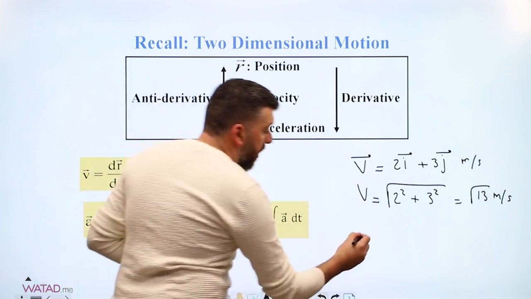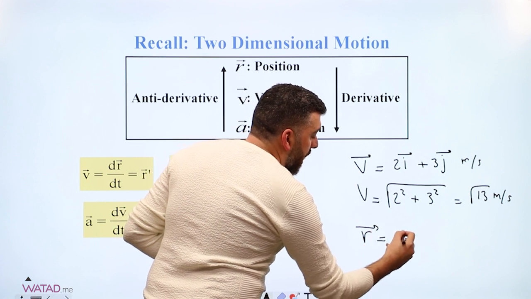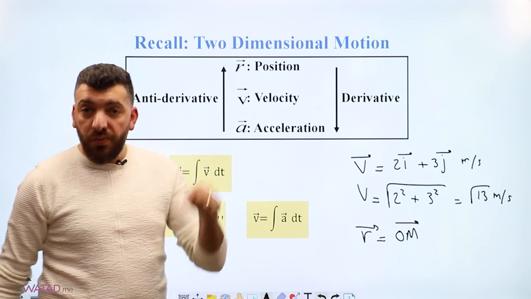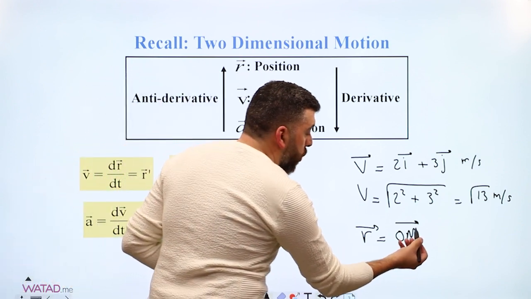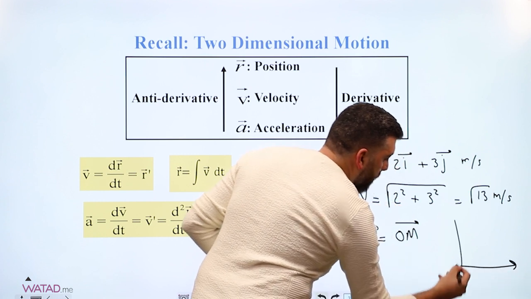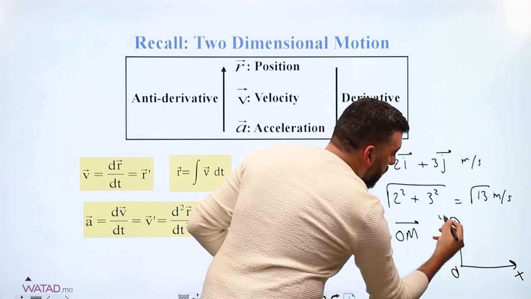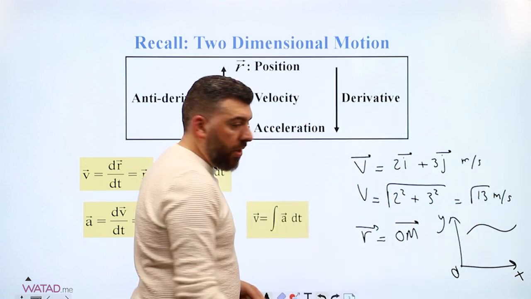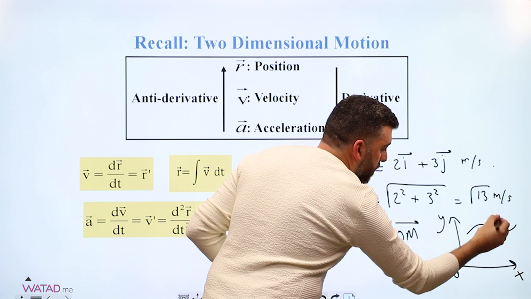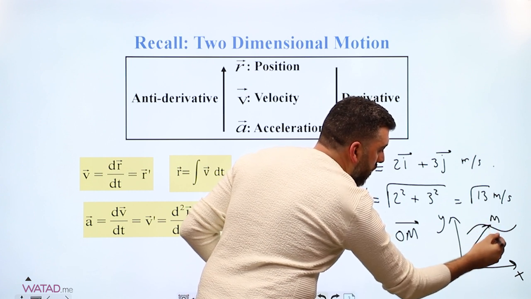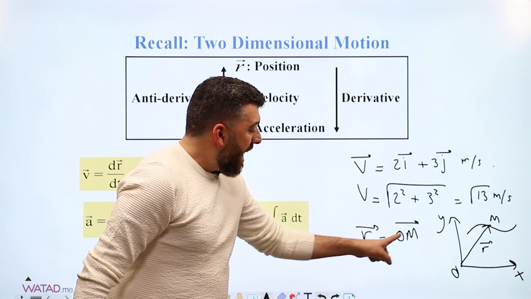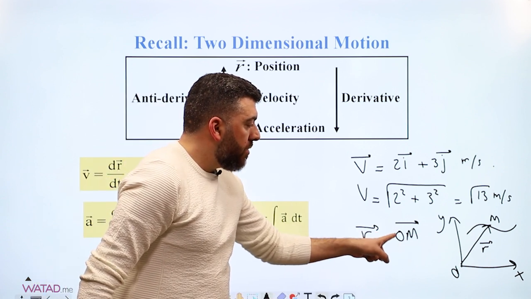And the position vector r, it's the same as OM. If O is the reference point and M is the moving point, so we're studying the motion of M with respect to O. And let's say this is O, we have x, y, and M is moving on this trajectory. So this is point M at a certain instant. So this is OM. We call this vector r. So here the position of M as seen by O, or with respect to O.